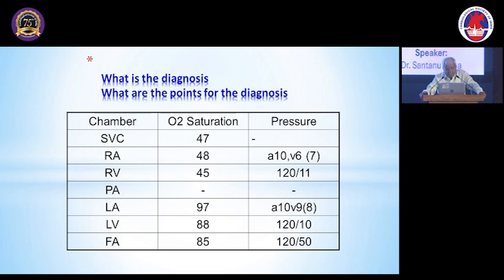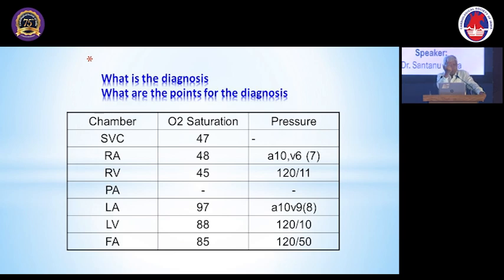Interesting case. One of you, please respond. Right-sided saturations are all right. PV is 95 from LA. That is a desaturation. Pressures are normal everywhere. Diagnosis, no clinical input is there.